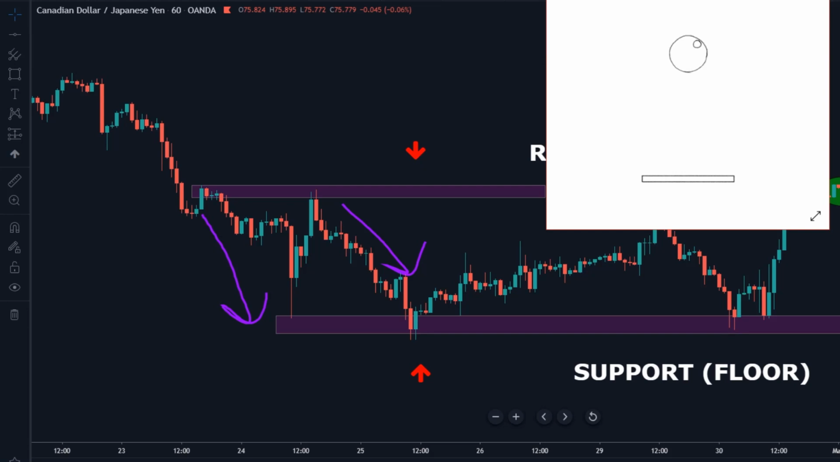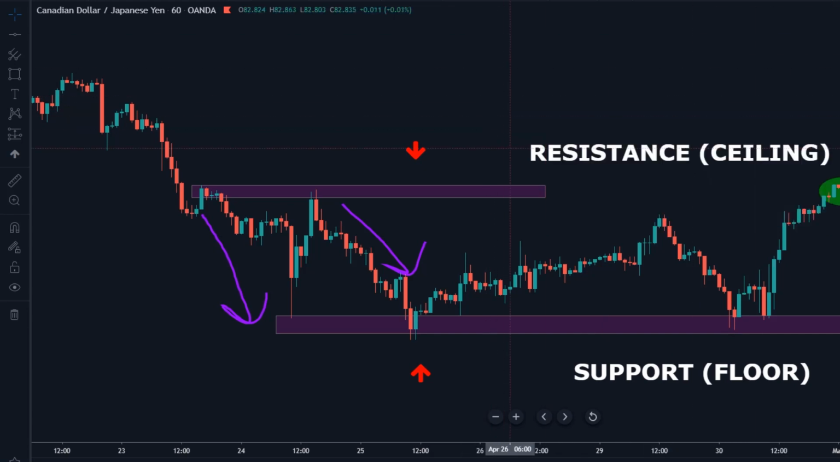This is a way to identify support and resistance. Just think of it as a bouncing ball. That's the way I did it. That's the way it was easy for me to learn. So think of this every single time you think of support and resistance. Think of it as a bouncing ball. So let's get back to it.